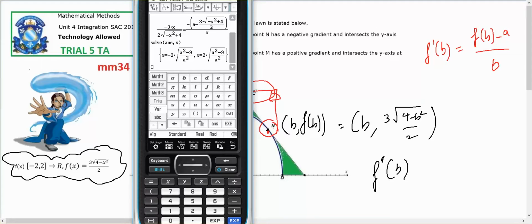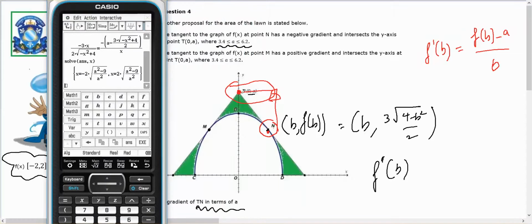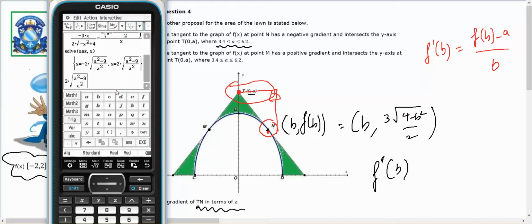That tells me that it will touch at n or m. The negative will be m, so this is the value of b, that's where it's going to touch. So that's 2 square root of that. If I put that into a new line, I know that the gradient of this will be the derivative given x equals that.